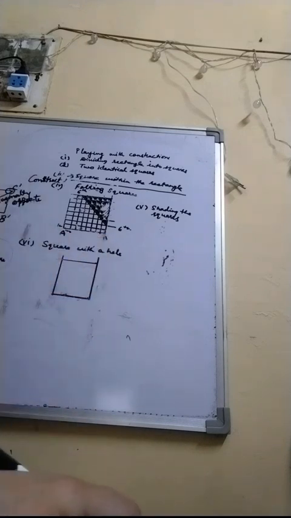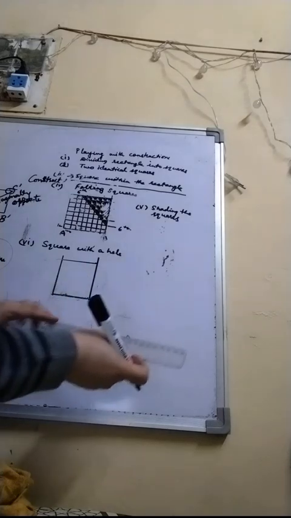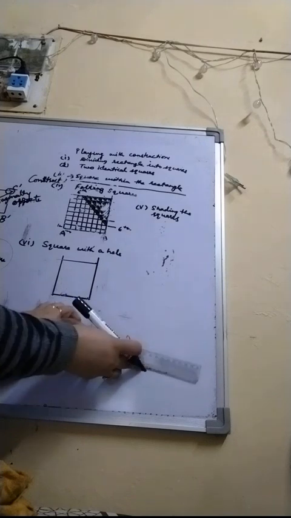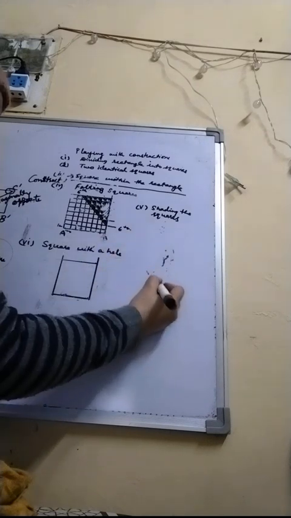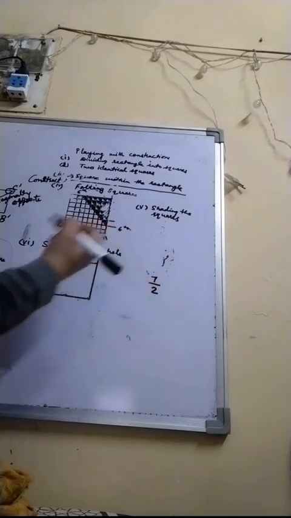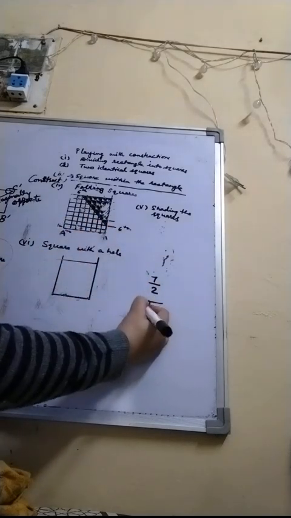How we find center of the square? For this you need to take the half of the side of the square. Here I have taken 7. So what is the half of 7?